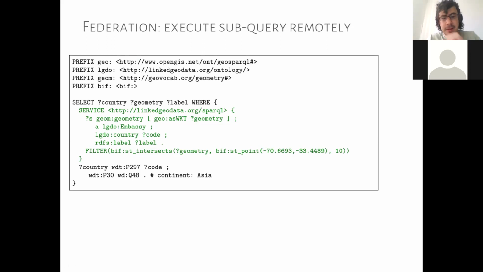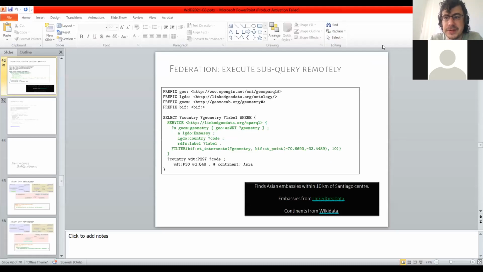which will find the embassies on Linked Geodata, and based on their country code, we'll check in Wikidata that they're actually in the Asian continent. So I think we can try to run this. I'm going to stop share screen. I have it already loaded here.